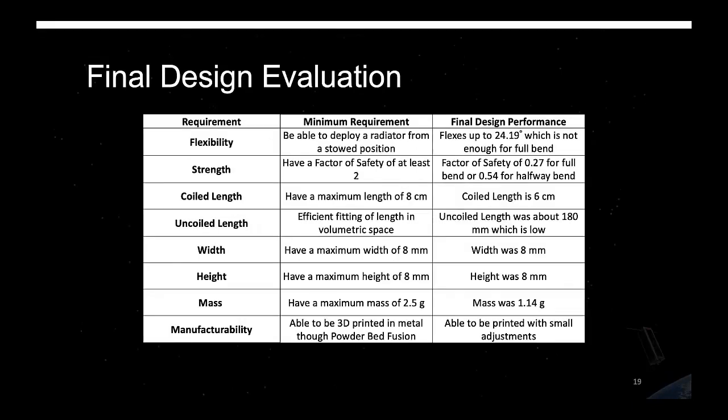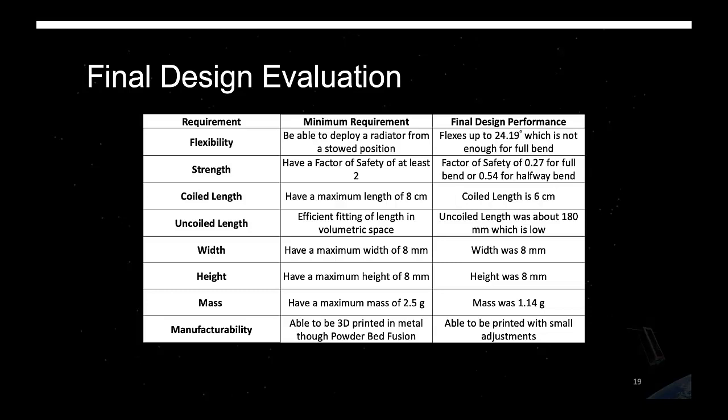Moving on, for the final design evaluation, we broke down those specific categories that we talked about in our trade study, and then we went ahead and compared that to our final design evaluation. So for flexibility, we wanted to be able to deploy the radiator from the stowed position, and the winning design was able to flex up to 24.19 degrees, which is not enough for fully bent when it comes to that design.